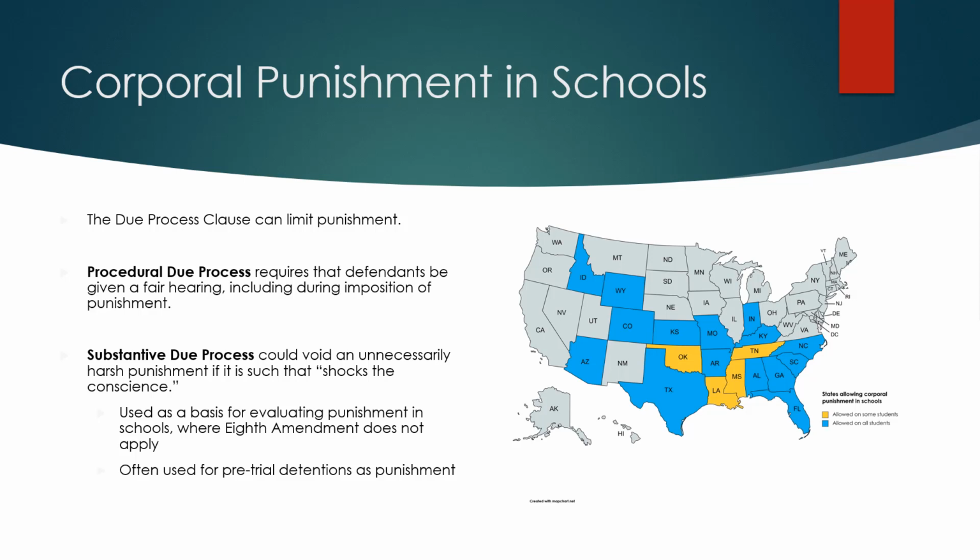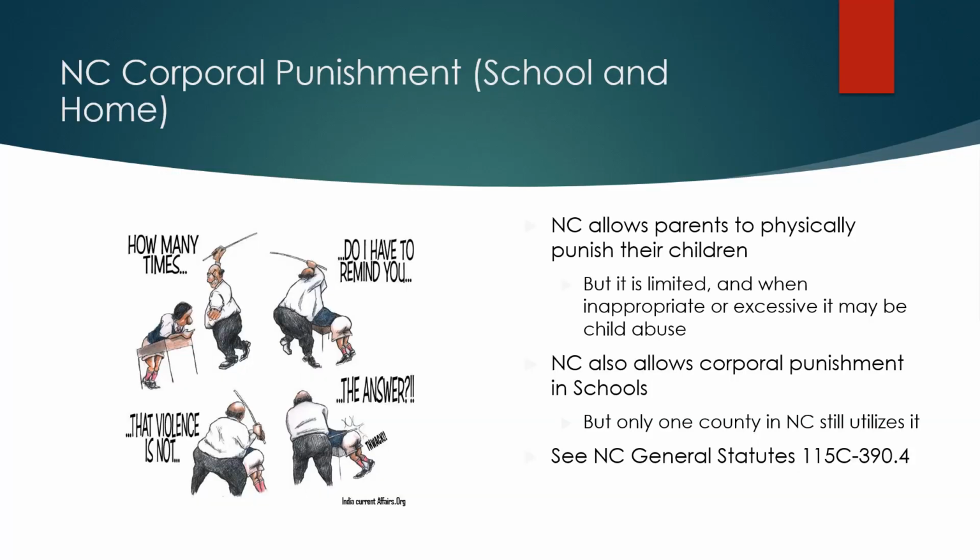So, for example, there was a case where a female student, in a public school, was compelled to be naked when she was beaten with a switch or a stick. And the court said that was a shock to the conscience. You can't do that. There's got to be clear limits as to what is done. So let's talk a little bit about how North Carolina does it, to give you an example.